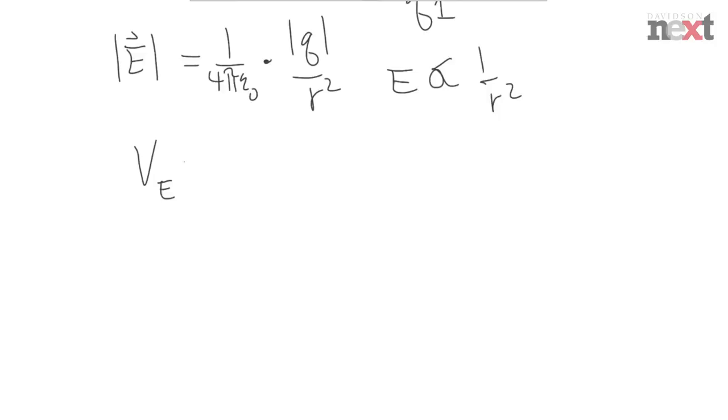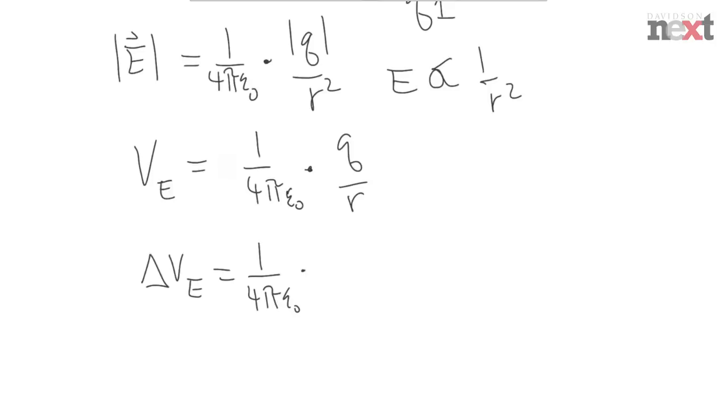The derivation of the electric potential for a point charge requires calculus, but the equation is this. To calculate the electric potential difference between any 2 points in an electric field, we could use this relation. The change in electric potential equals 1 over 4 pi epsilon naught times Q times 1 over final position minus 1 over initial position.